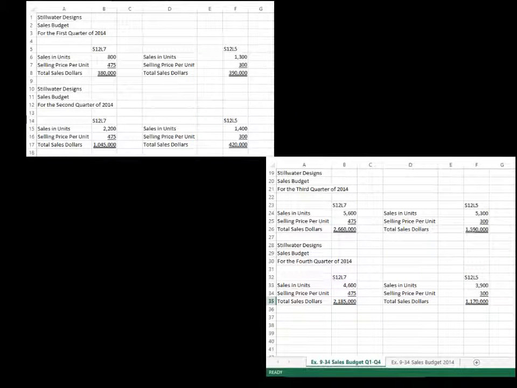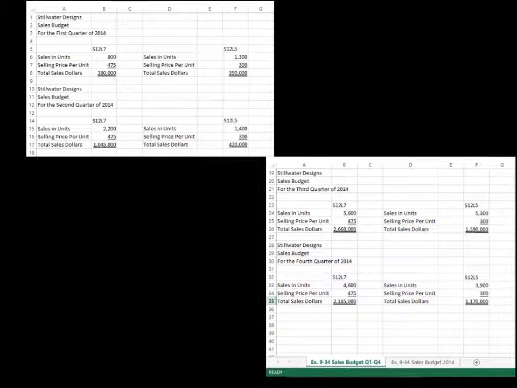The selling price per unit was $475 for all of the S12L7 units. No matter how many units are sold, it's always going to be this price per unit. The same applies respectively for the S12L5. The total sales dollars, the bottom line, for each of these is always going to be the product of the sales in units times the selling price per unit.